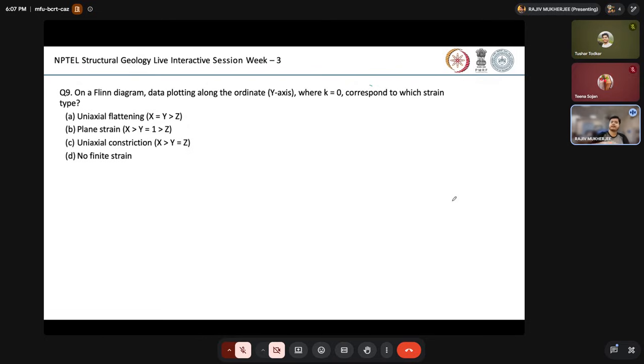Sorry, this question is up. I think it is not correct. It will be infinity, because along the y-axis it is infinite, and along the x-axis it is 0.